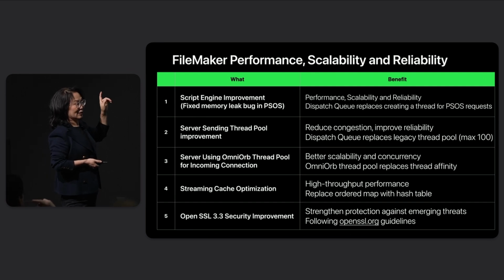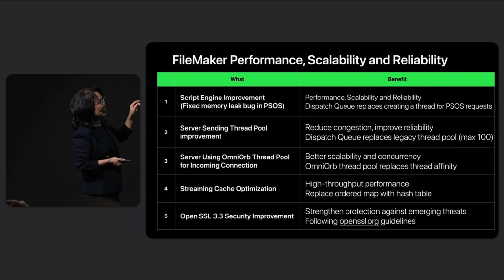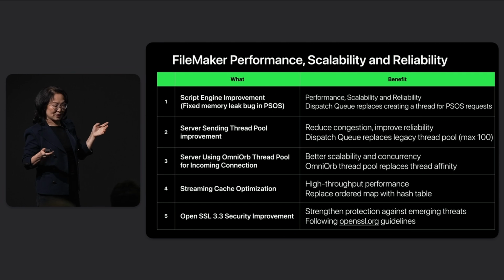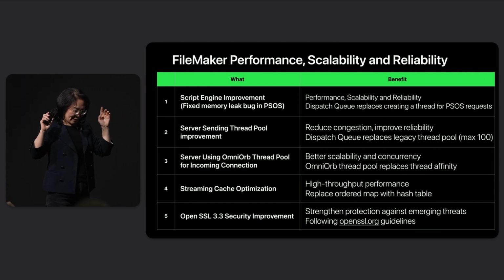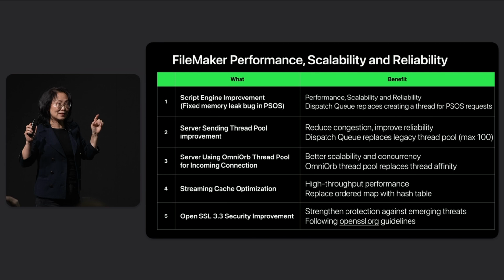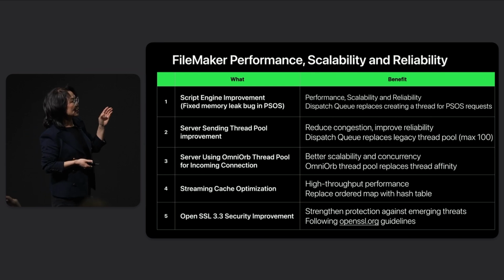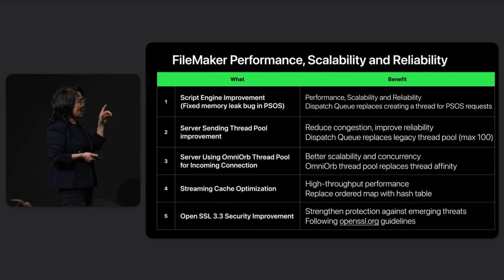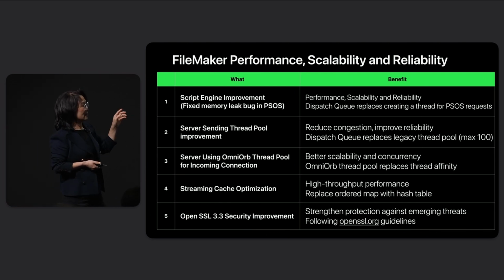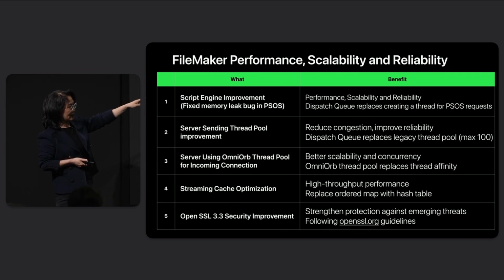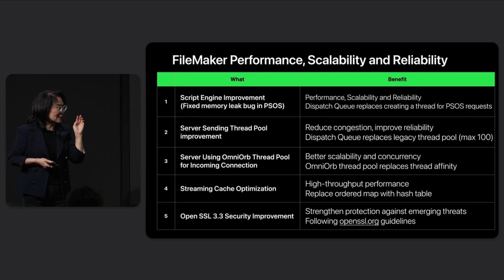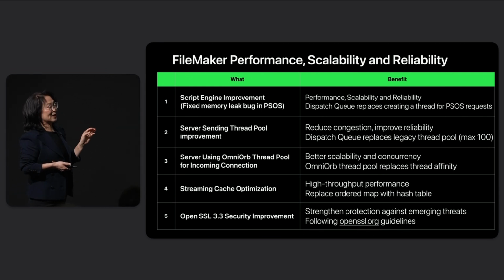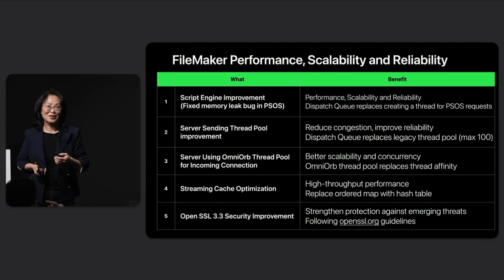For the DB server, server sending thread pool improvement. We use dispatch queue to replace the legacy thread pool, which has a hard-coded maximum of 100 threads that reduces reliability. The server uses the OmniORB thread pool for incoming connections. The OmniORB thread pool is totally different from the legacy thread pool, by the way. It replaces the thread affinity for better scalability and concurrent requests.